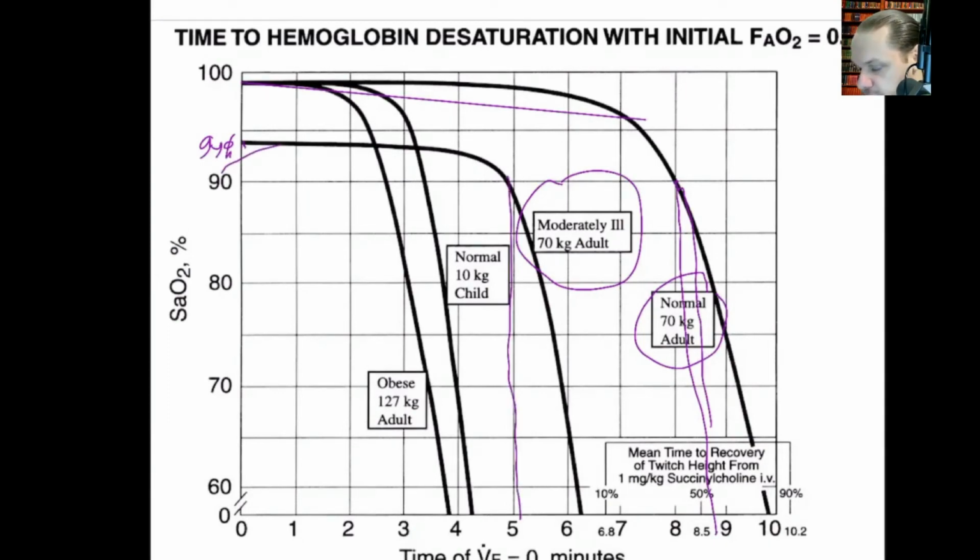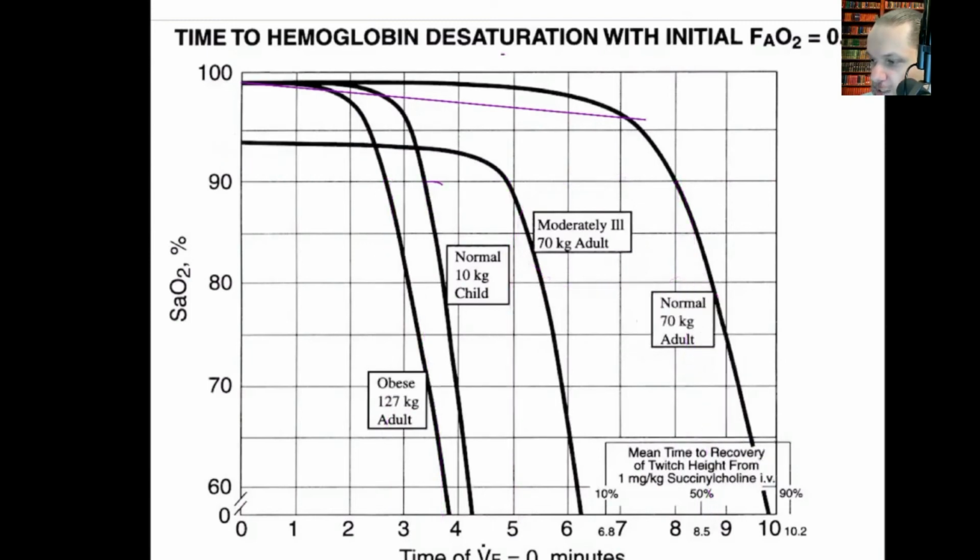For a moderately ill 70-pound person, to get to 90% it took 5 minutes. For a child, 90% was less than 4. And for an obese person, to get to 90%, it was like 2.5 minutes, let's say. So the reason why these numbers are important is they give you a ballpark idea. If you pre-oxygenate your person well, if you get them to 100%, how much time you got until that critical desaturation.